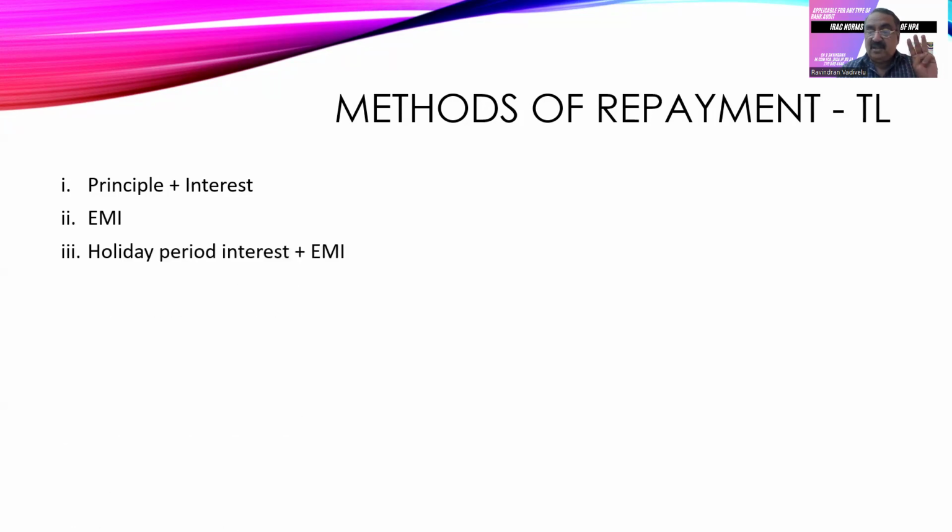Now, the NPA you have to calculate based on the repayment method. How many methods of repayment? There are five methods of repayment. One is principal plus interest. Second is equated monthly installments. Third is holiday period interest and installment. Fourth is bullet repayment. And fifth is balloon repayment. So only on these five methods is the loan repayment with reference to term loan fixed. First, you have to understand the concept of principal plus interest, EMI, holiday period interest, then bullet repayment and balloon repayment. Let us discuss how these accounts become NPA step by step.